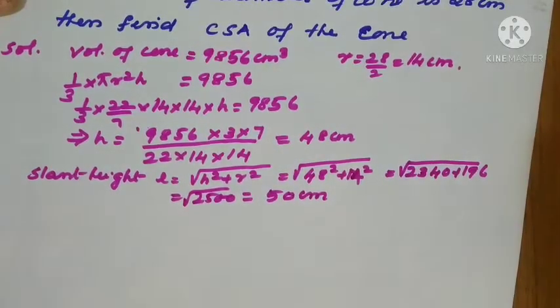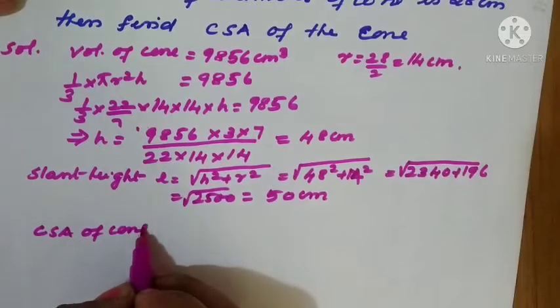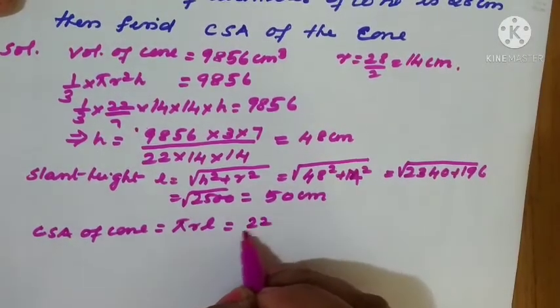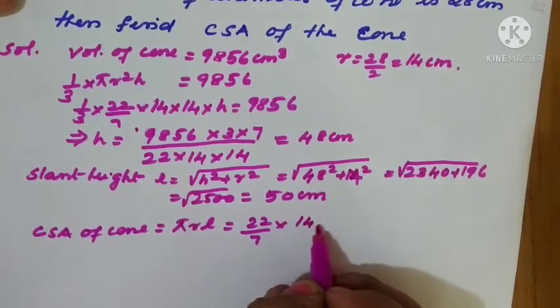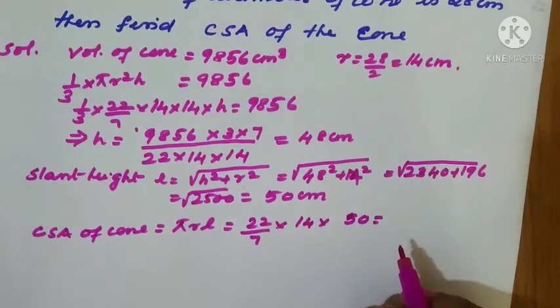Now we got the slant height. We know the formula of the curved surface area of the cone equal to pi r l. Pi equal to 22 by 7, r equal to 14 and l equal to 50. Simplify.